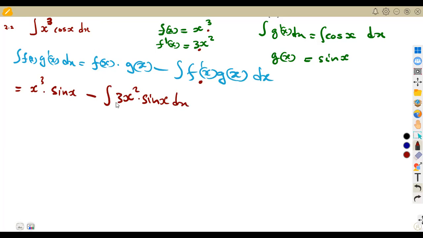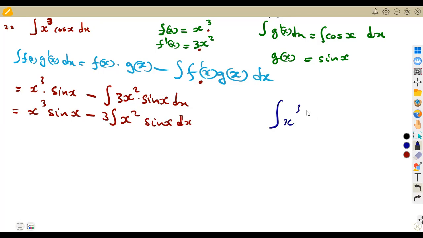We can even take this 3 out of the integral, which gives x cubed sine of x minus 3 times the integral of x squared sine of x dx. Yes, you can work with 3x squared as it is, but you can take the constant out of the integral. It's fine. Normally, if we had something like x squared dx, we would integrate to get x to the exponent of 4 over 4, and we would be done with the rest of the part.